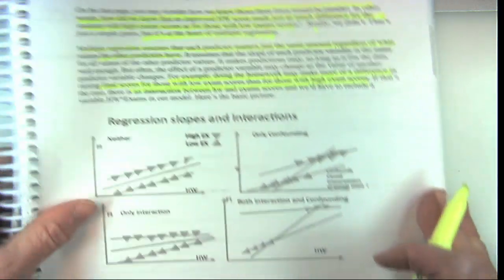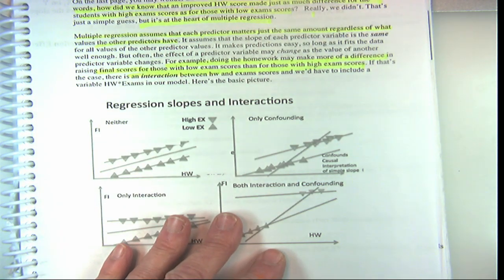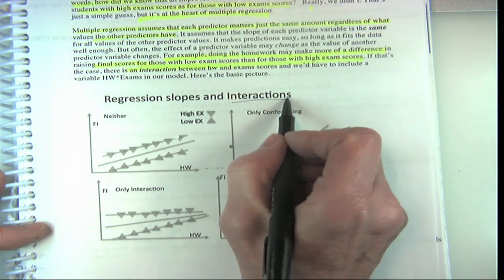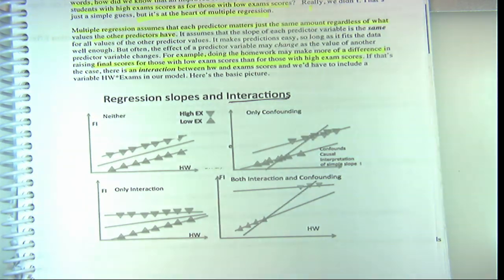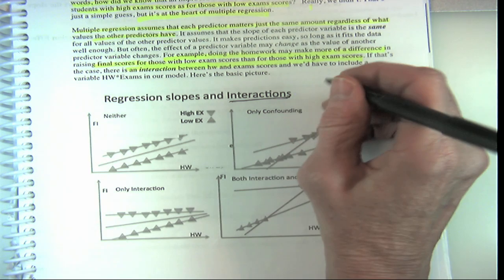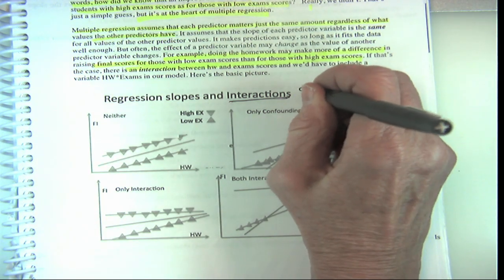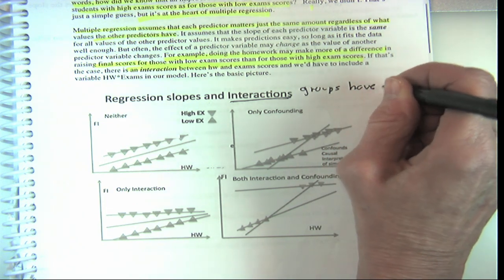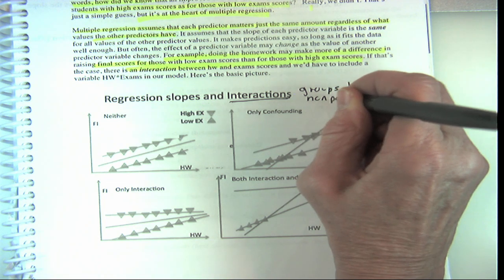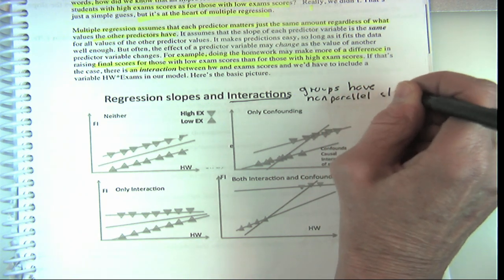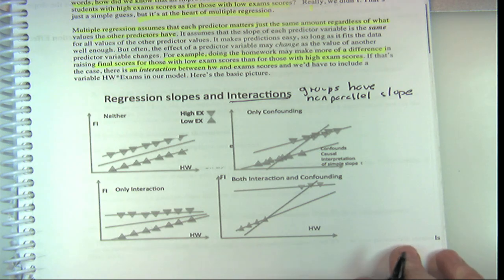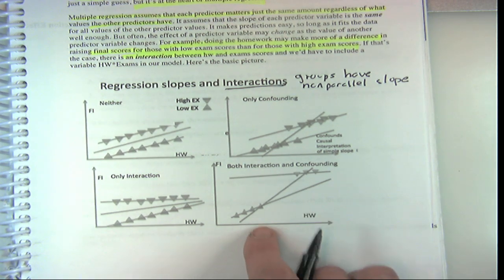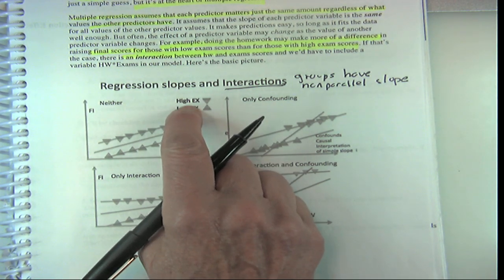So I want you to look at this picture here. An interaction, remember, means that there are different slopes for different groups, that groups have non-parallel slopes. What do I mean by different groups? I'm looking at a high exam group and a low exam group. This is all homework predicting final for each one of these.